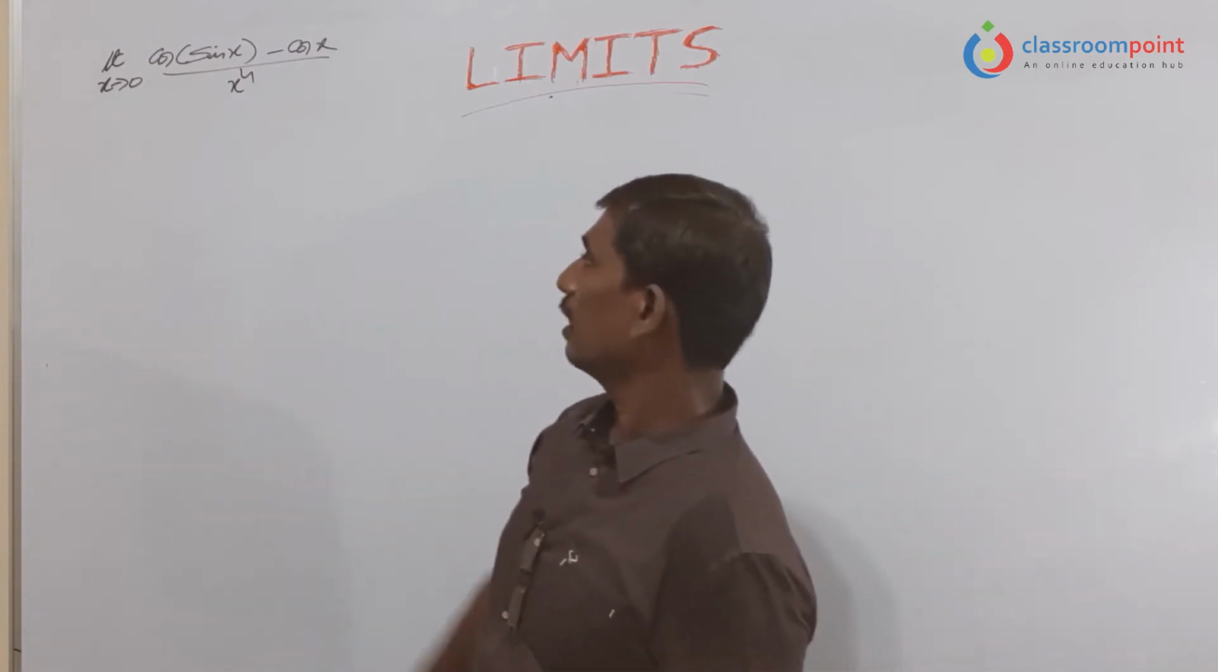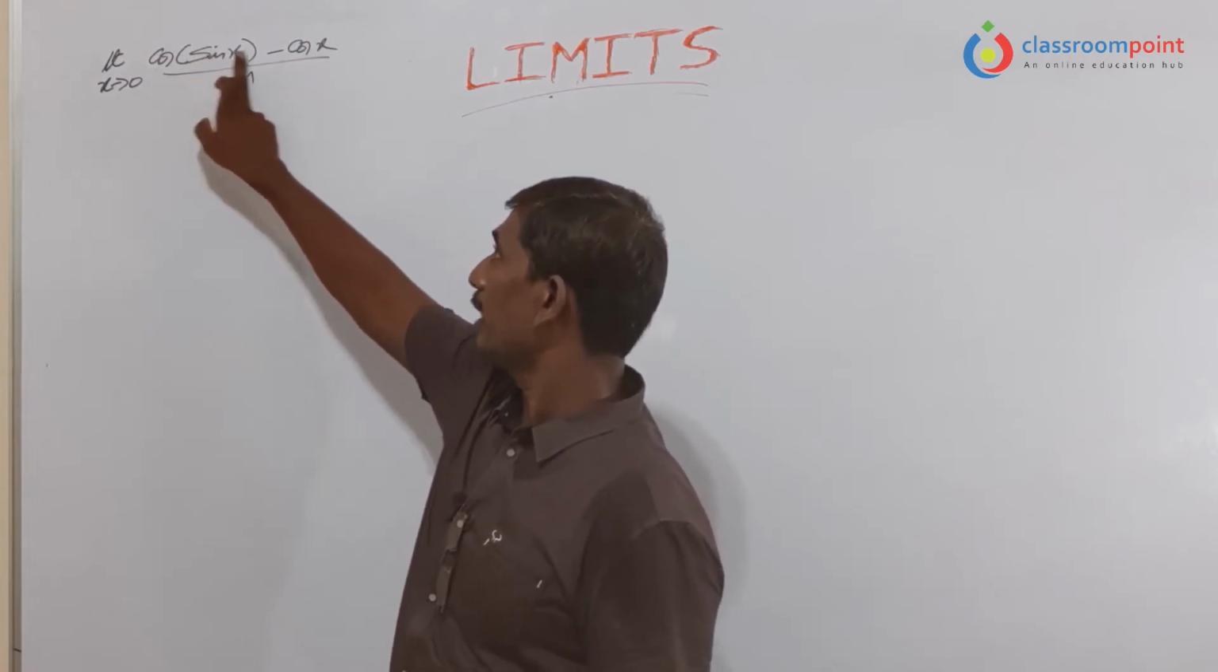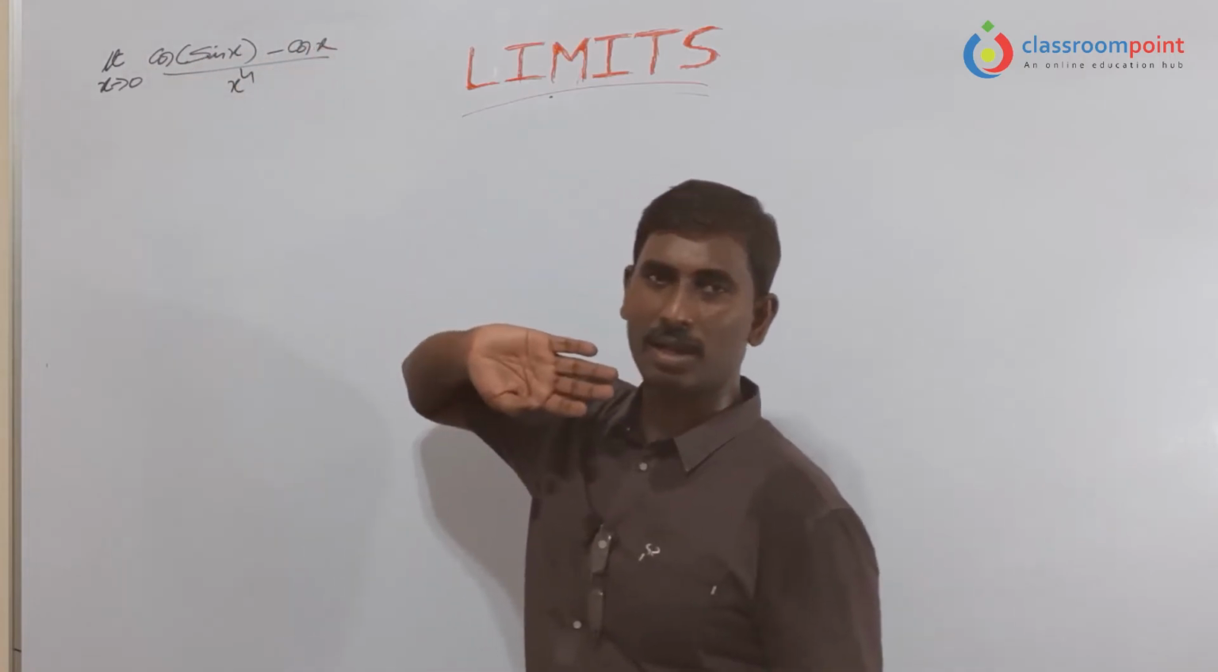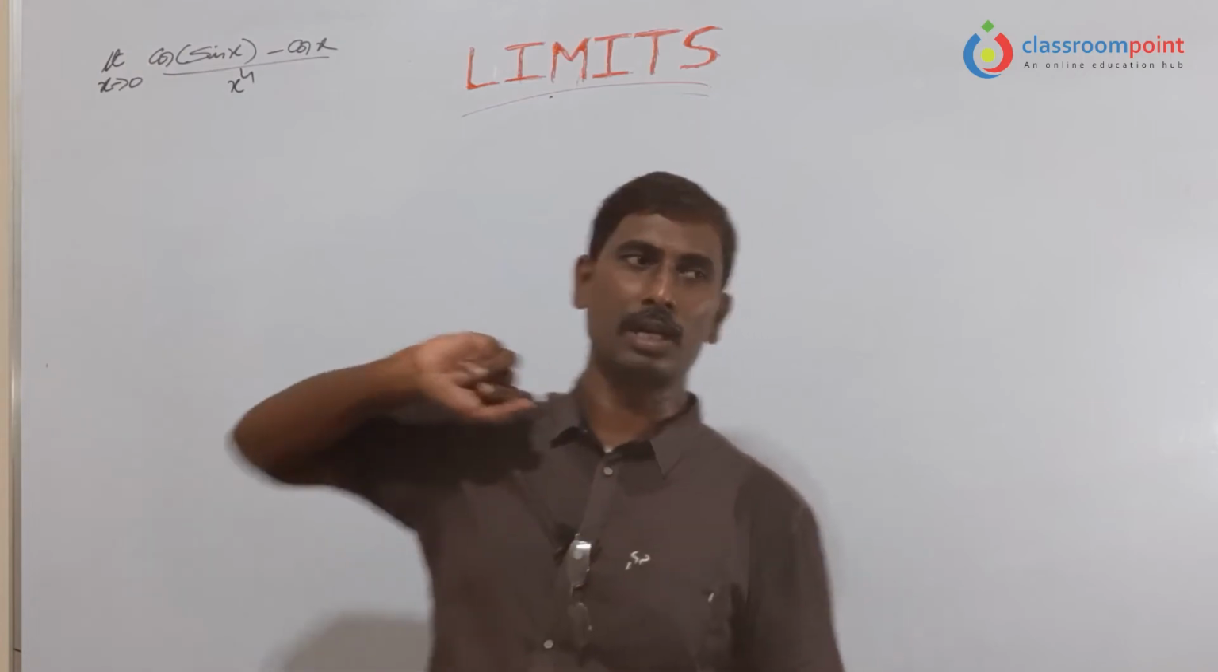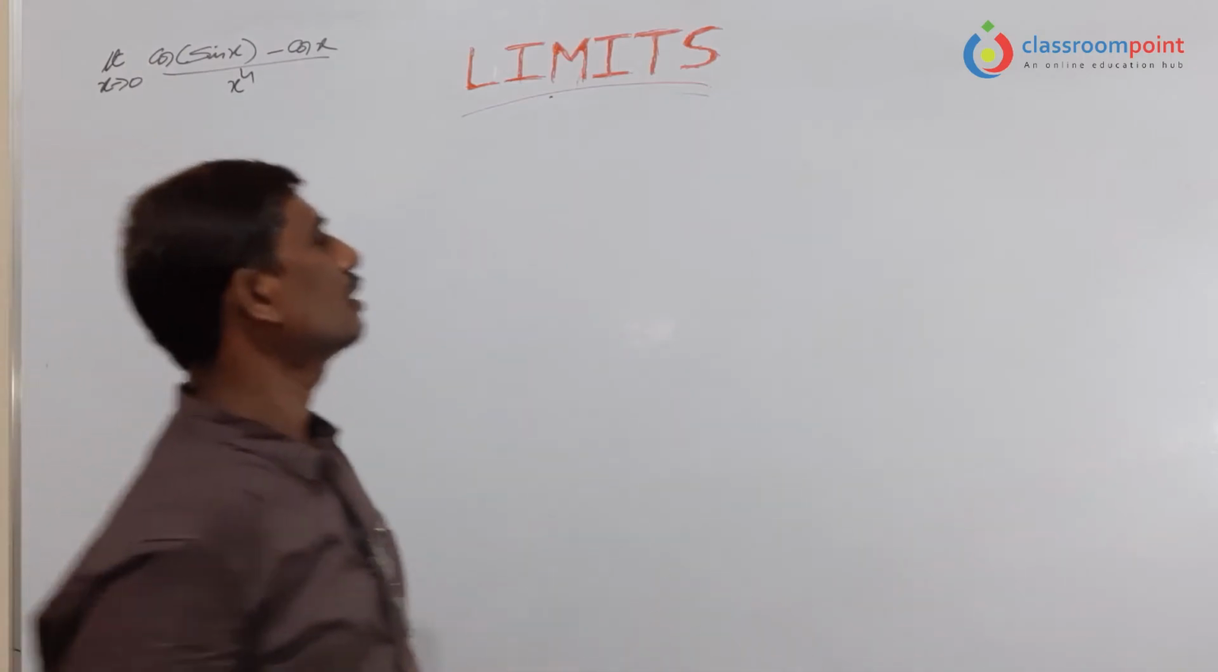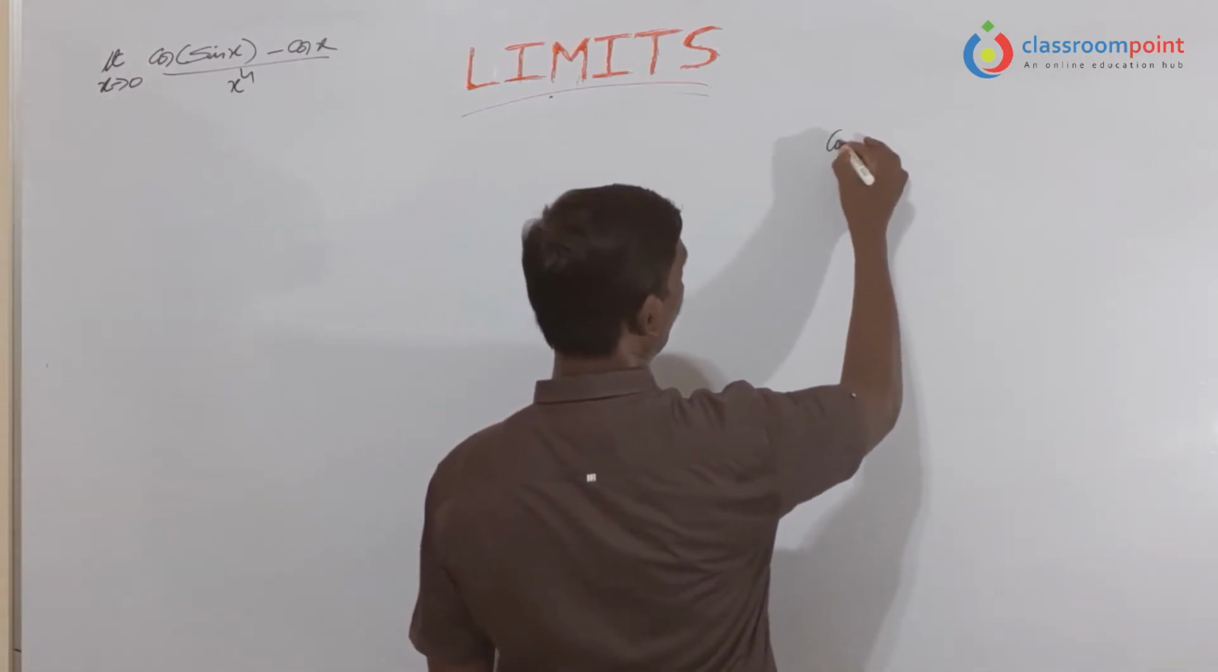See one thing here, cos A minus cos B. It is like the cos C minus cos D formula. Cos C minus cos D is equal to what we have.